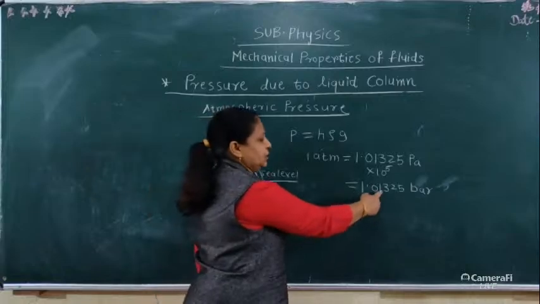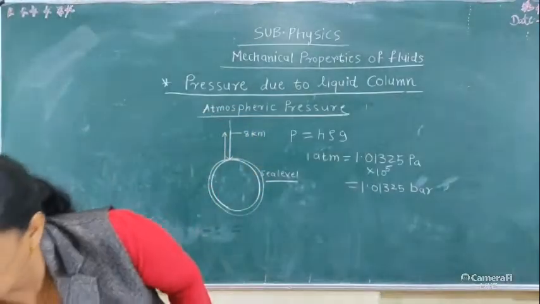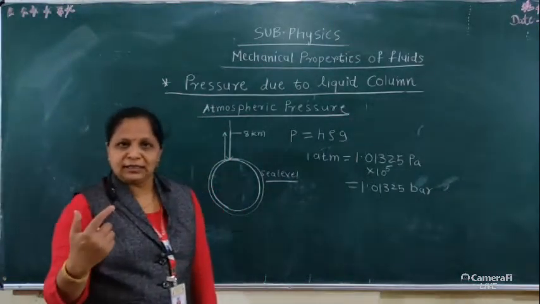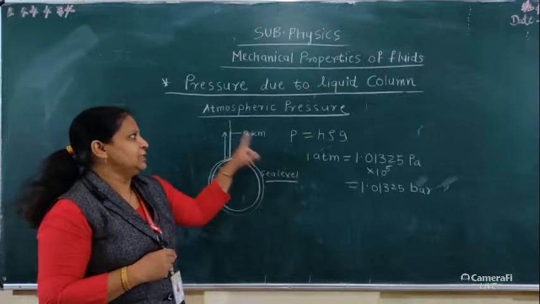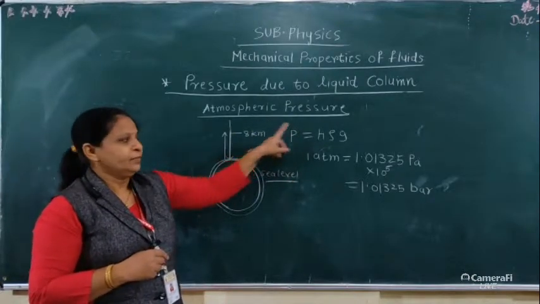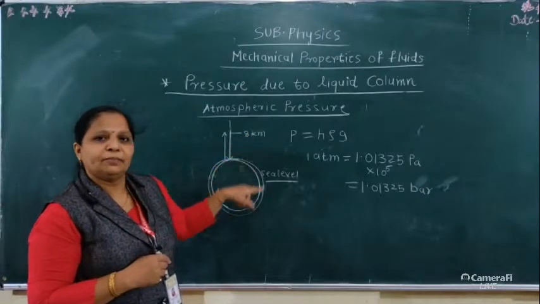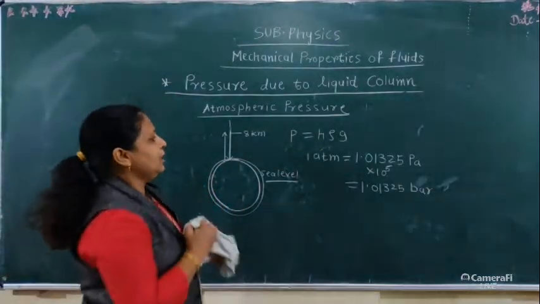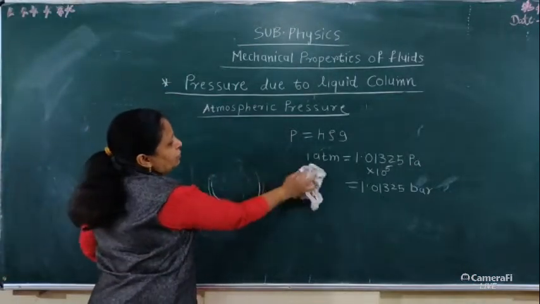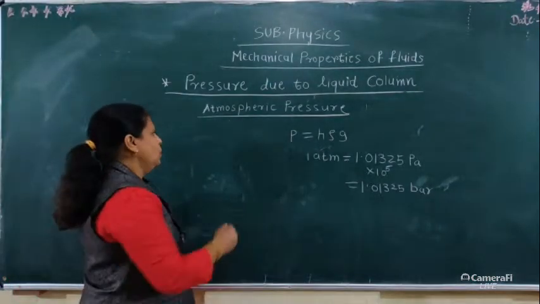Also 1.01325 bar. So atmospheric pressure means the pressure exerted by the atmosphere at sea level. It is measured up to 8 kilometers from the surface of the earth. So it is the atmospheric pressure, and 1 atmospheric pressure is equal to 1.01325 into 10 raised to 5 Pascal.